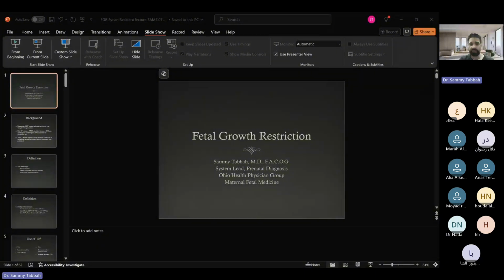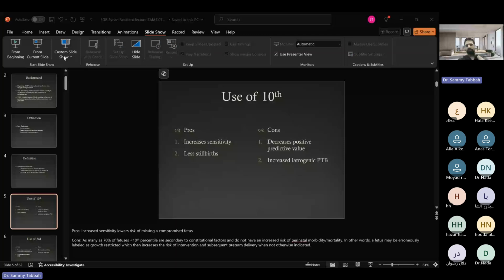So the definition of growth restriction is complicated because there's not a uniform definition of what we follow. So here in the United States, we use an estimated weight of less than the 10th percentile, or the abdominal circumference, or the belly of the baby, less than the 10th percentile as well. The use of the 10th percentile for fetal weight increases the sensitivity of the diagnosis of growth restriction, and ultimately you have fewer stillbirths.